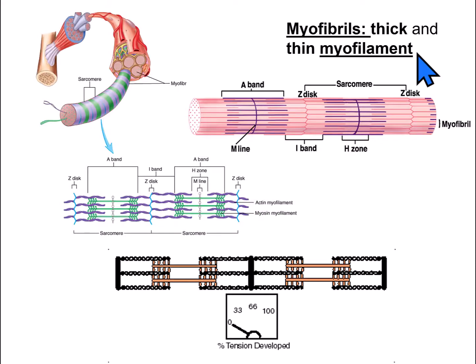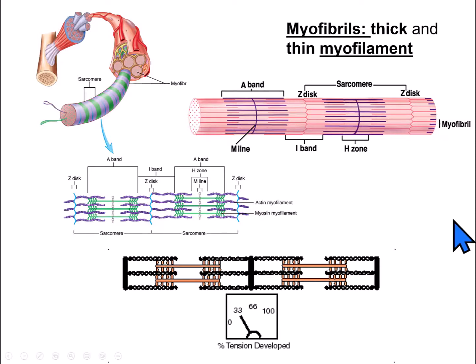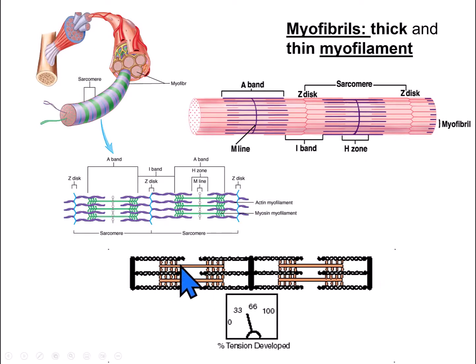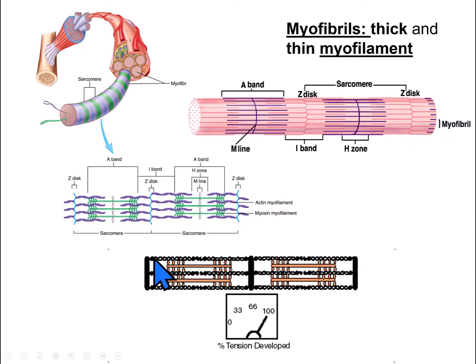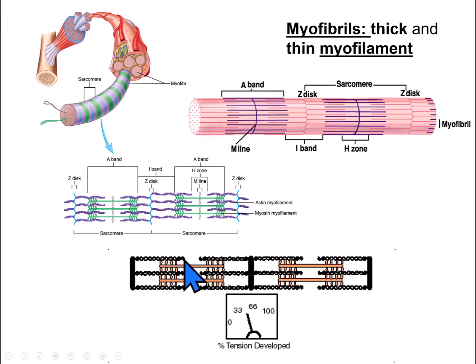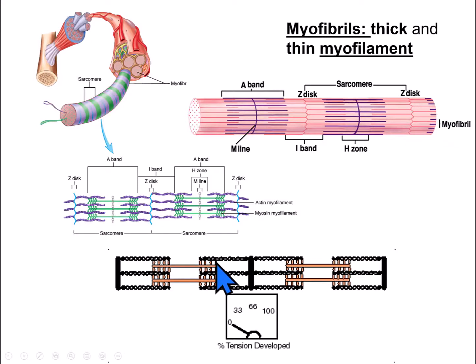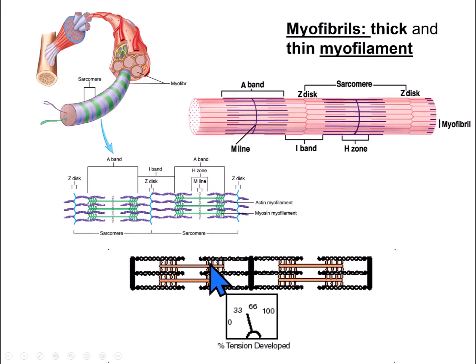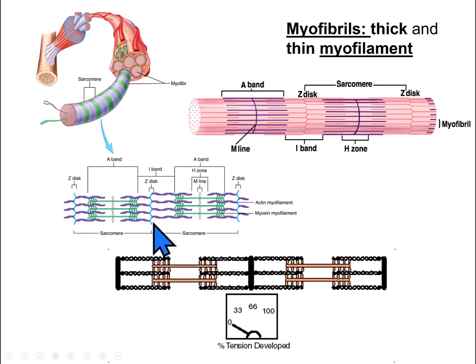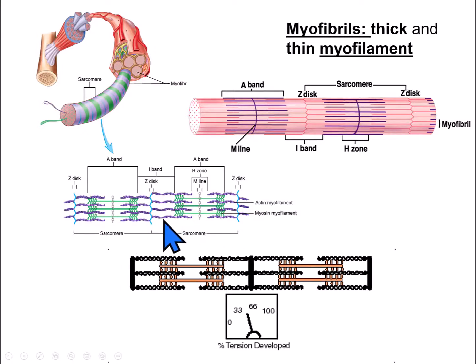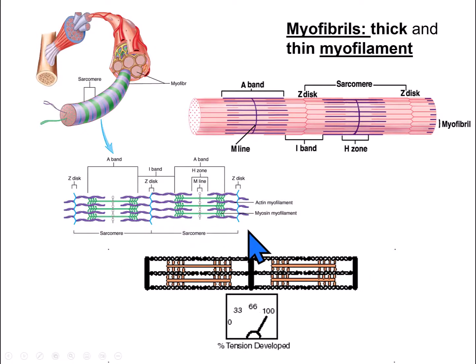So now we're going to go into more detail about these thick and thin myofilaments that make up the myofibrils. And we're going to see that the interaction of these thick myofilaments here with the thin myofilaments here are going to allow these thin myofilaments to slide over the thick myofilaments. The end result is that you're going to have contraction. You're going to have the sarcomere, which goes from the Z disc to Z disc, gets smaller.